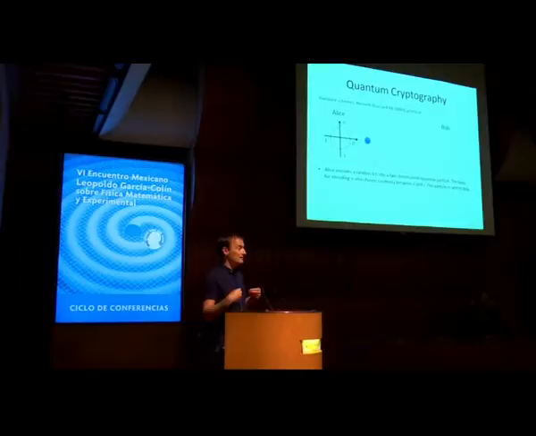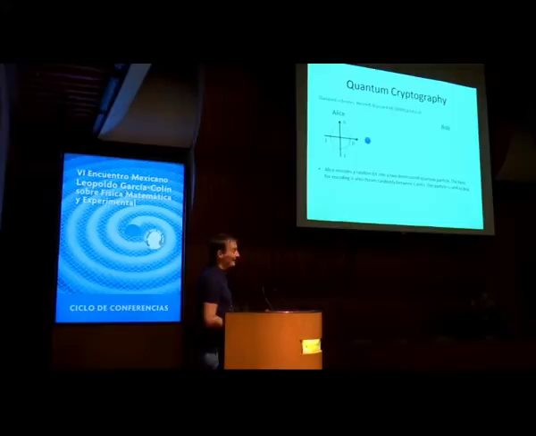So whenever I have a zero, Moises has a zero. When I have a one, Moises has a one, and so on and so on. Okay, this is a key. And it's secret in the sense that it cannot be predicted by someone else. So the protocol is just a key distribution protocol using quantum physics.